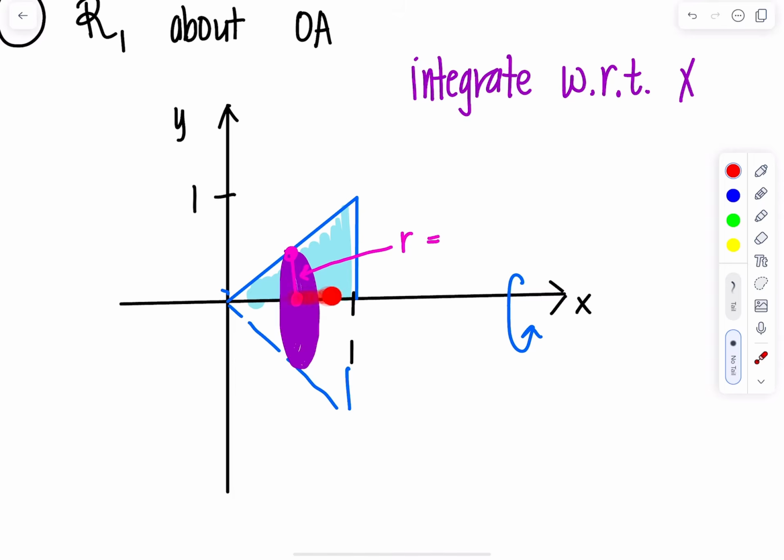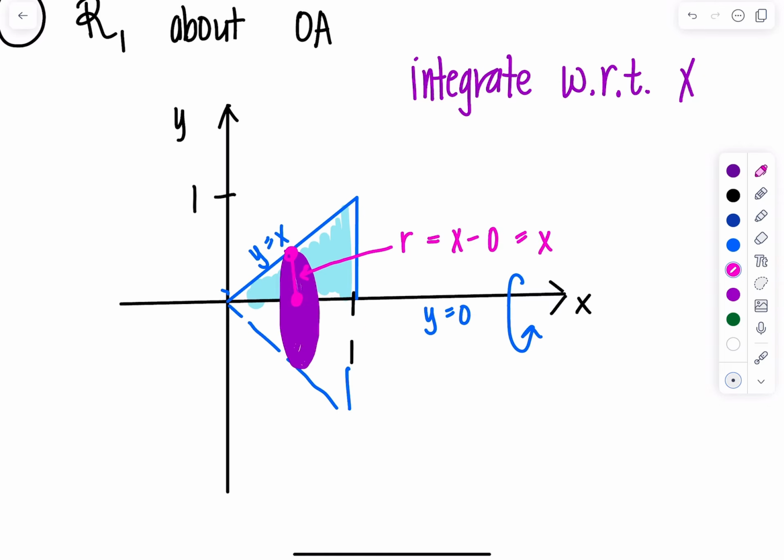Here we're just spinning around y equals 0, and this is y equals x. Let me remind you of all of that. This is y equals x, the x-axis is y equals 0. So in this case, the radius is just going to be x minus 0, which is just x, okay? Not too exciting, but it's fine.